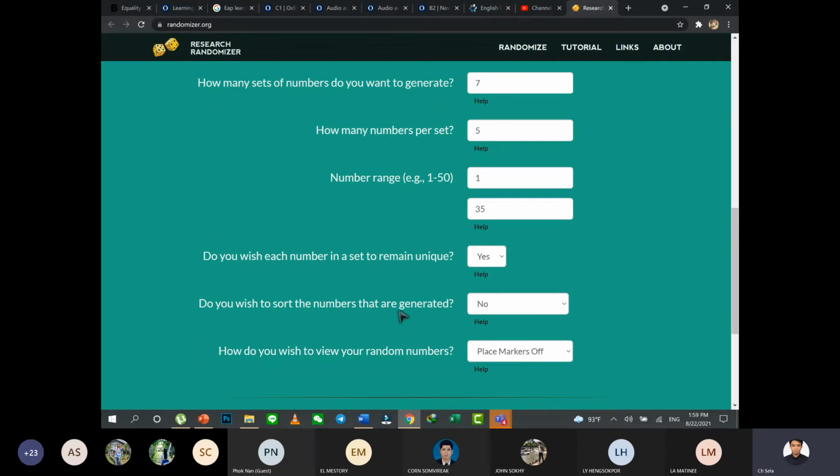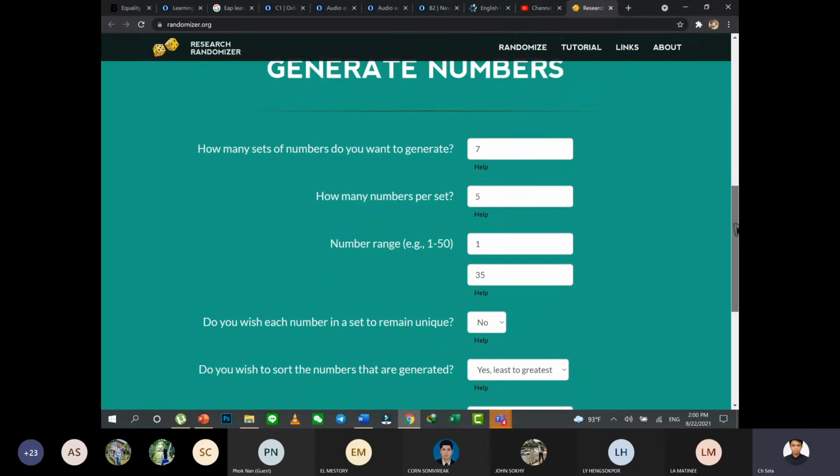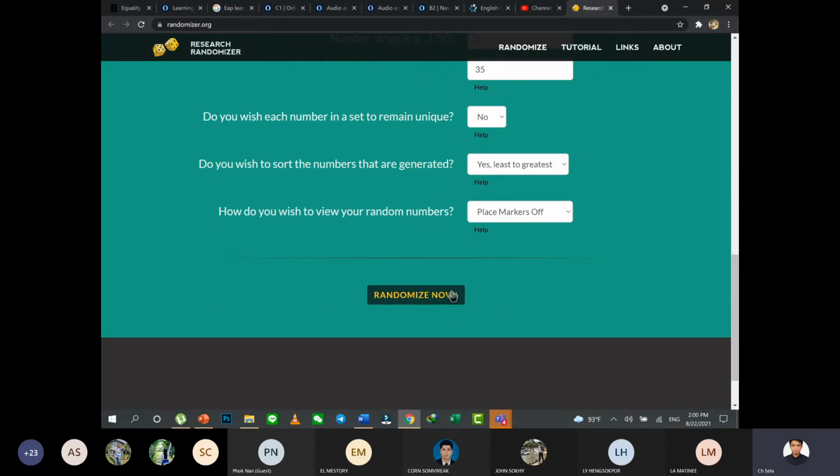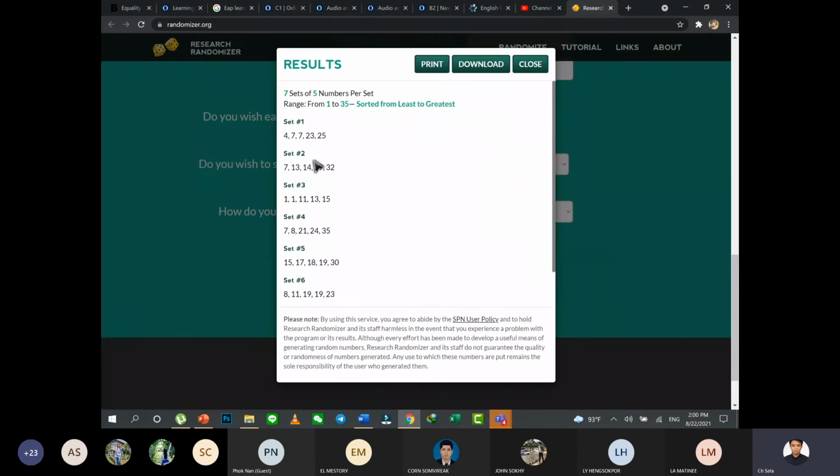Do you wish to shorten the number that I generated? Last two. Yes. Least to greatest. No. Do you wish to view your random number? Marker within. Like, how about this one? Teacher, 19. Still the 19, same 19. Teacher, yeah. Oh, 7, okay, 7. Number 7, so one even two times.